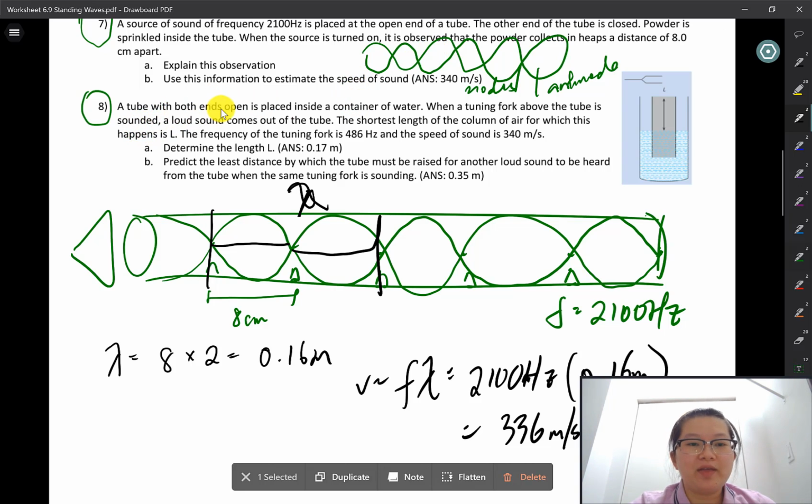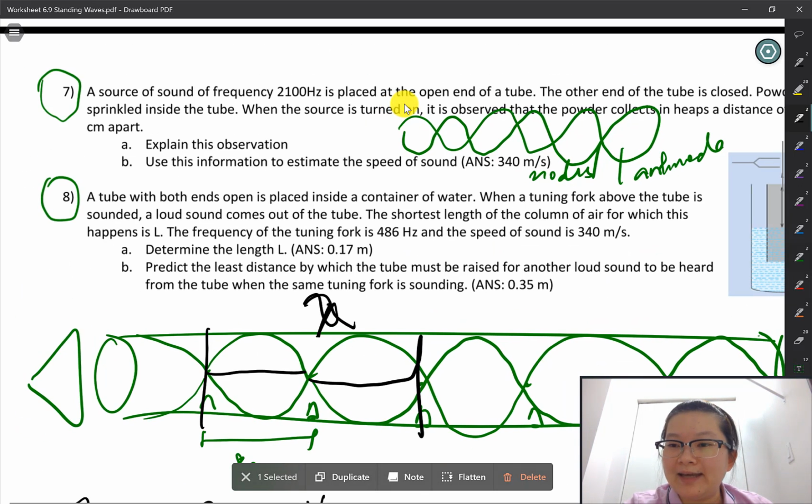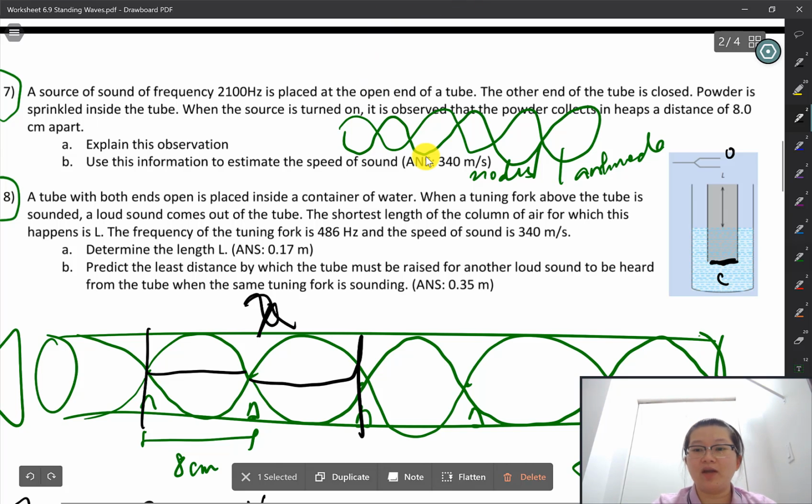8. A tube with both ends open is placed inside a container of water. What a nasty way to word this one. So when it says it's an open end, that's before it was placed in water. After it's placed in water, if you consider the medium, you have air, okay? Air to air, this is open. But the bottom, because you have air to water, this end is actually closed. So this one is a fixed end. There's a fixed end there. So you have an open closed pipe for this case.